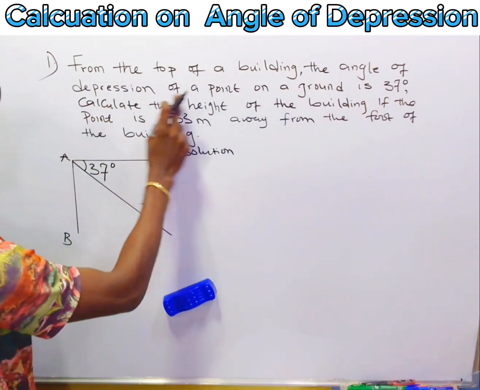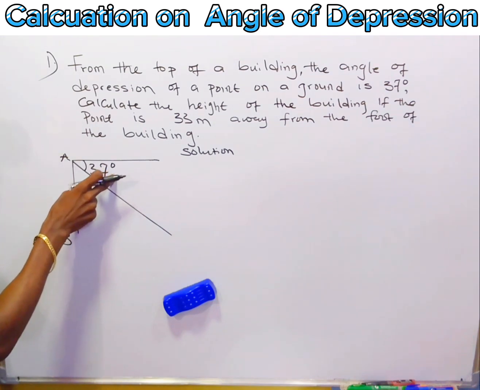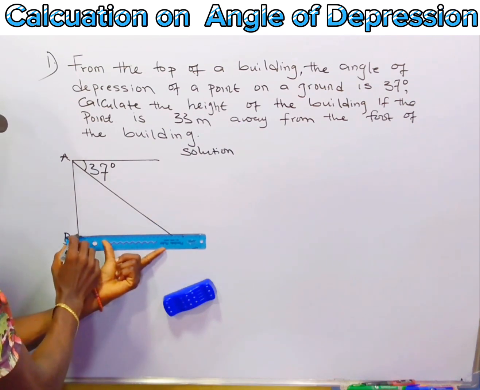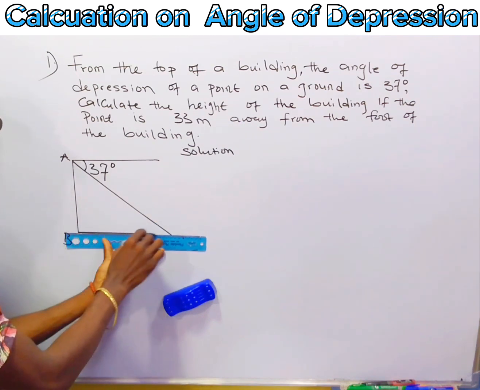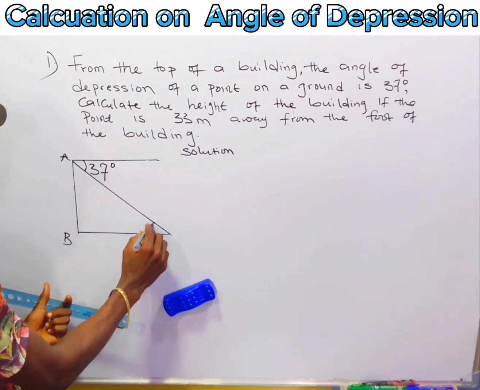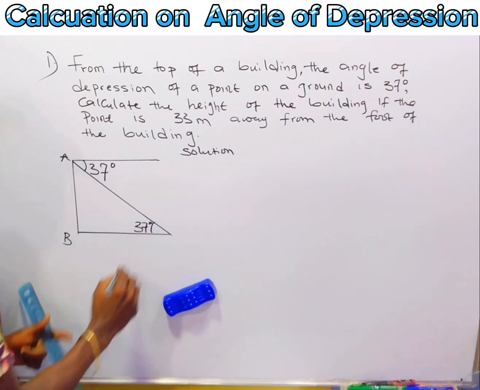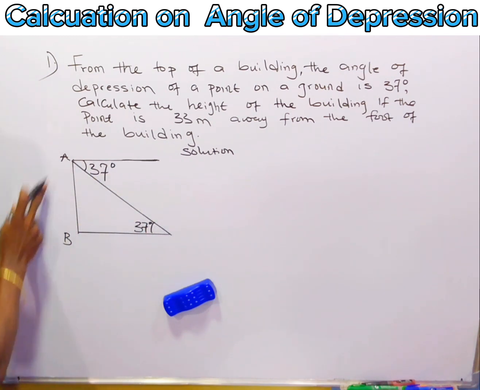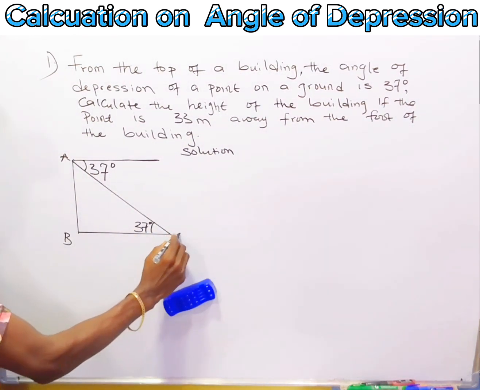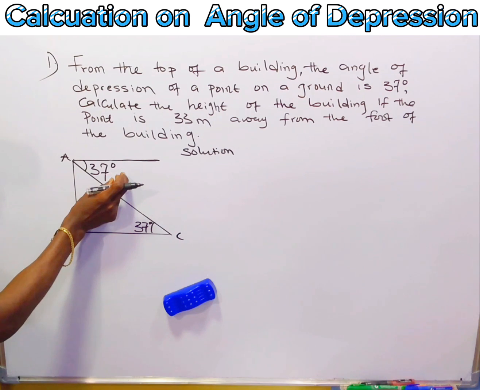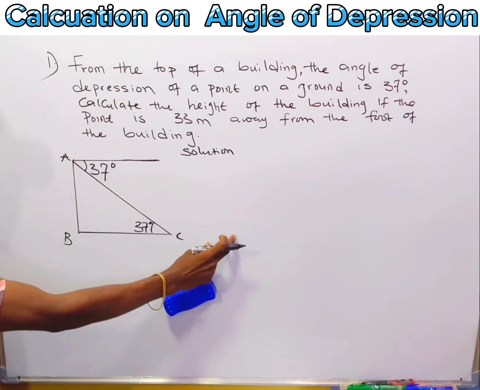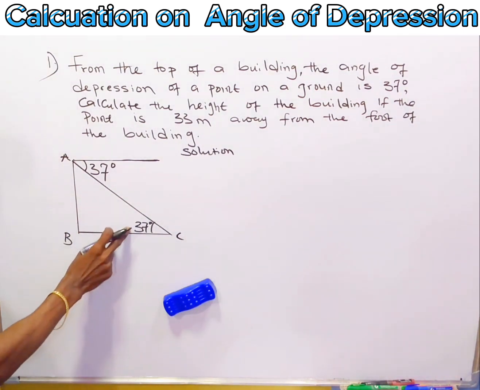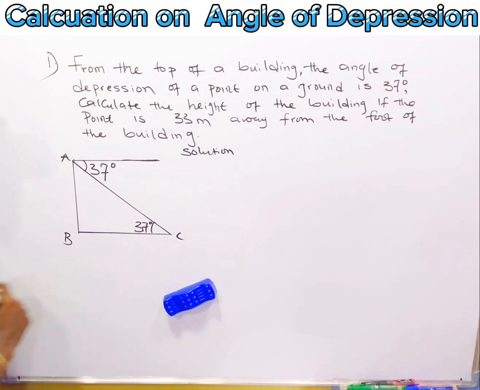Now, depression of a point on the ground. So if the angle of depression is 37 degrees from the top of a building, also from the ground, we'll have in here 37 degrees, which is the alternate angle formed from AB. And let this point be C. If the angle of depression is 37 degrees, which is the angle facing the ground, the alternate angle formed is also 37 degrees, which is the interior angle of triangle ABC.